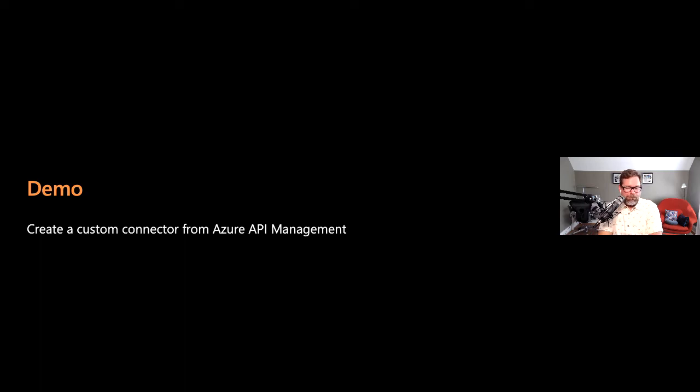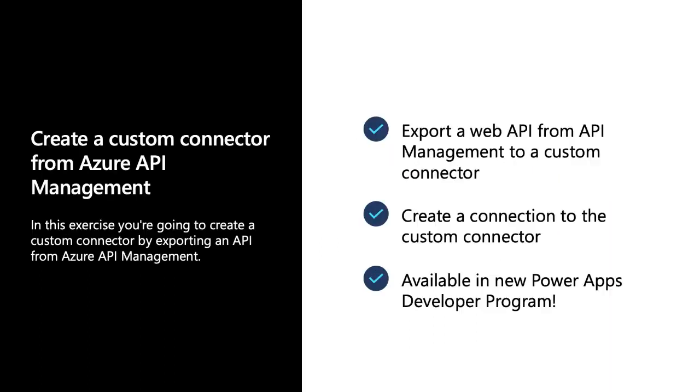So let's create a custom connector directly from the API management. I'm going to show a demo, and before that, let's do these things. First of all, we already have the Learn module. Then we have already created the web API application inside already.